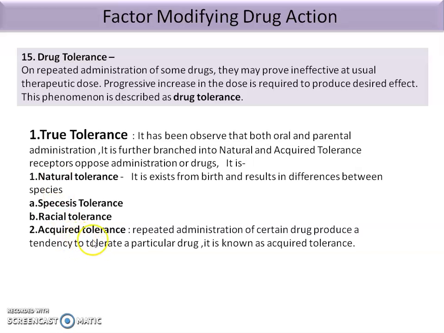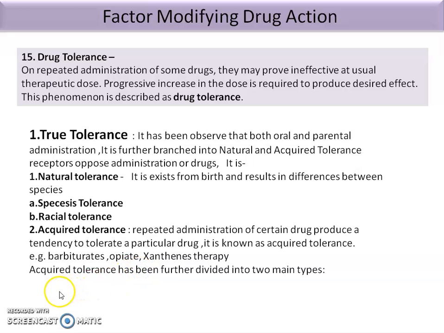Then the second part of true tolerance is acquired tolerance. On repeated administration of a certain drug, the tendency to tolerate that particular drug that is produced is known as acquired tolerance. This can be because of the repeated administration of the drug. Examples are barbiturates, opiates, xanthine therapy. Acquired tolerance is further divided into two main types, that is tissue tolerance and cross tolerance.